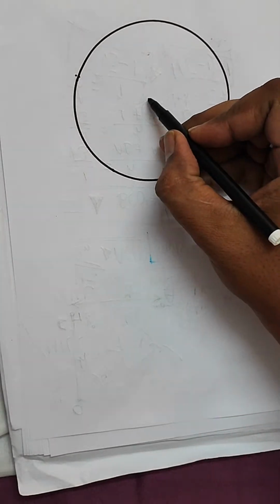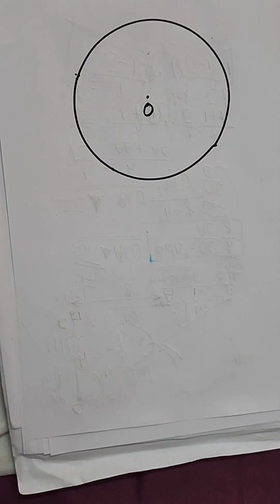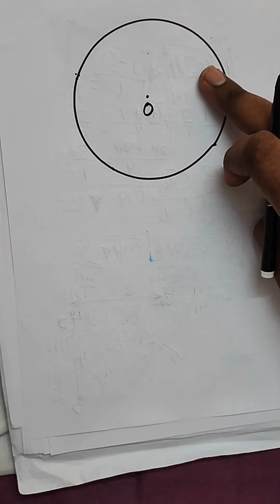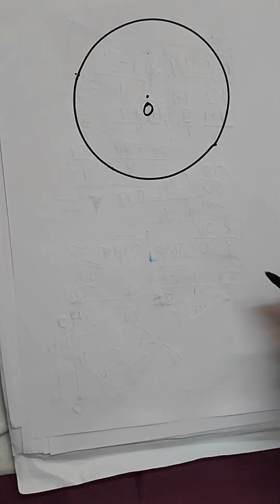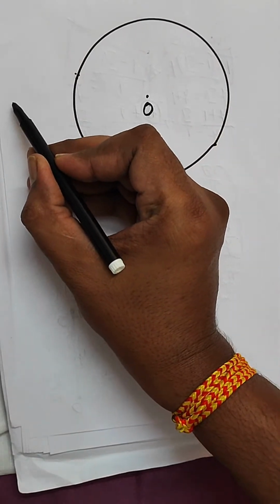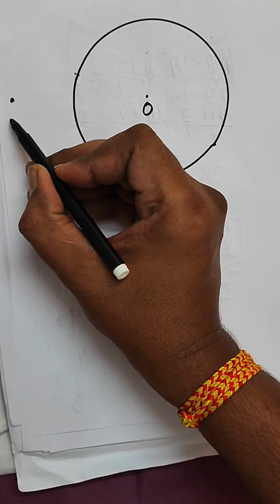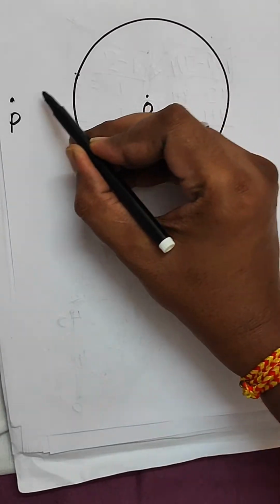One question from the circle chapter, where it's given that a circle has center O. Let's say this is the circle and this is the center O of the circle. In the question, it's given that two tangents PA and PB are drawn to the circle with center O from an external point P.